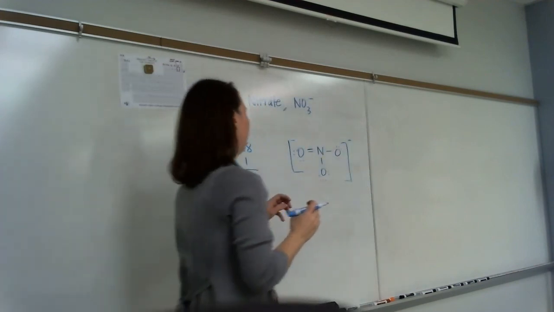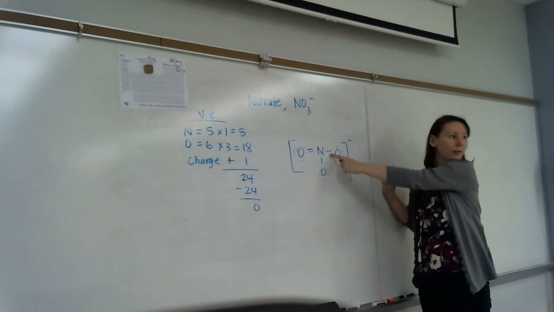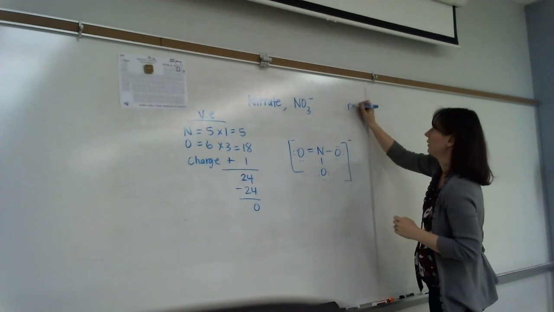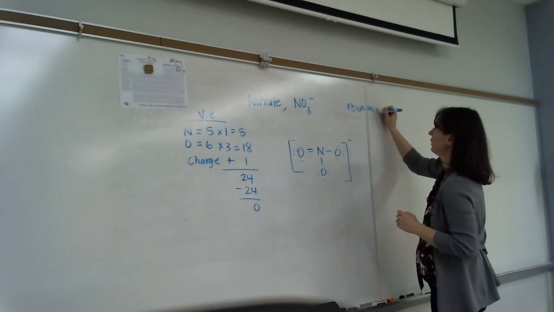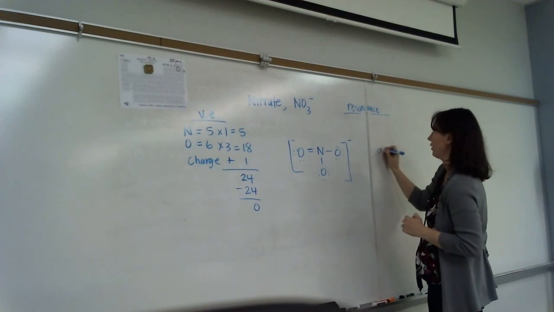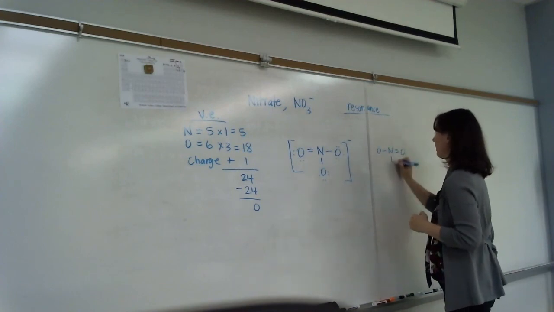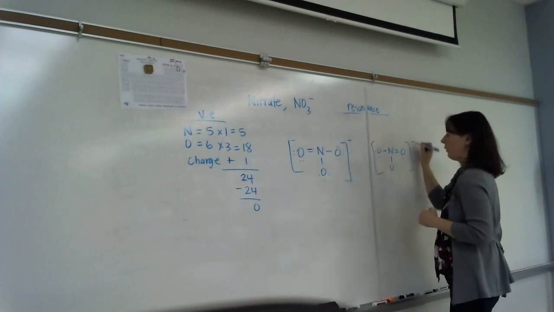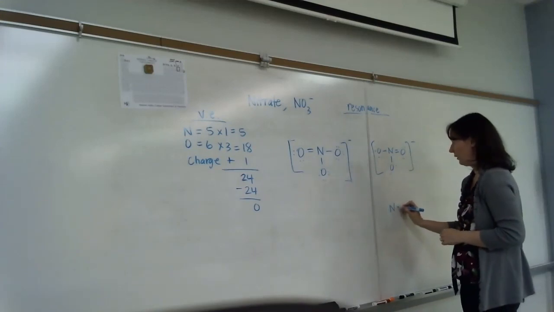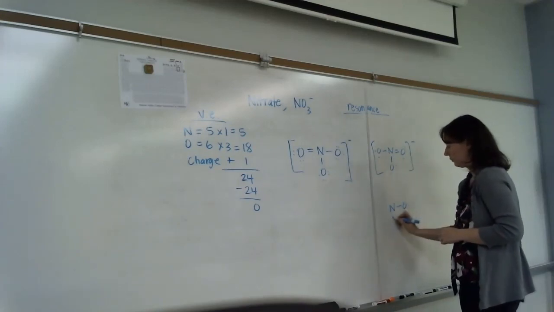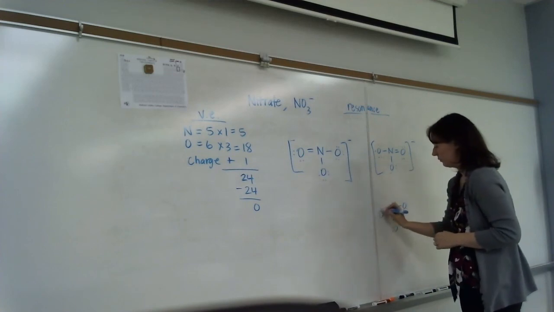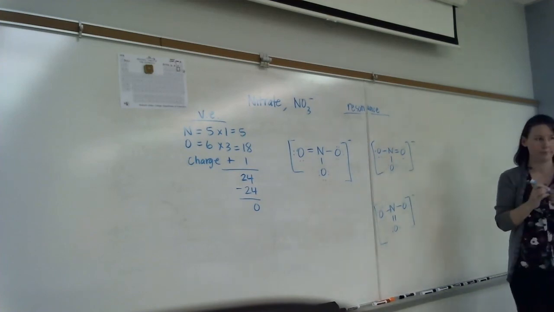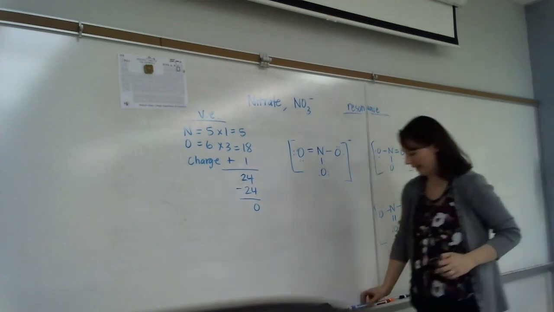Now, would it be wrong if I put the double bond on this side instead? No. What about if I put it here? That's called resonance. When you've got more than one way to draw a Lewis structure. So if you drew this, that would have been correct. And if you had drawn this, that also would have been correct. That's called resonance.